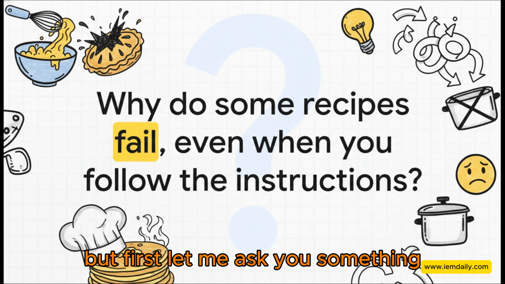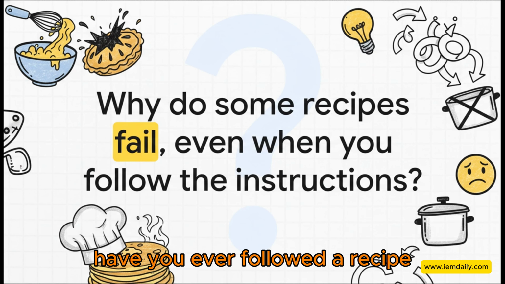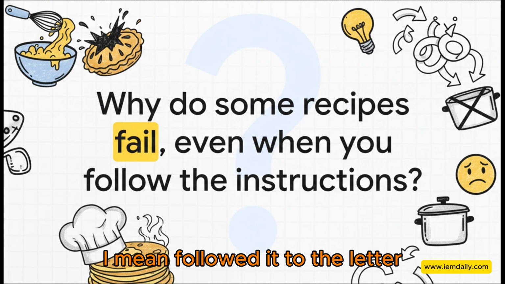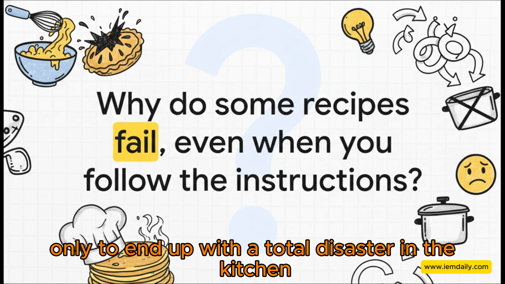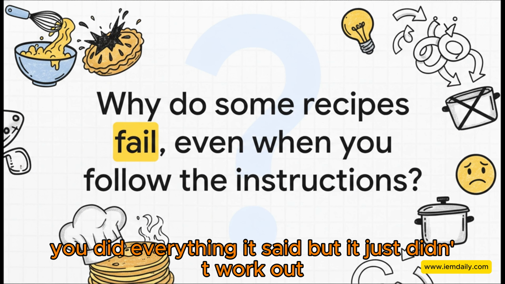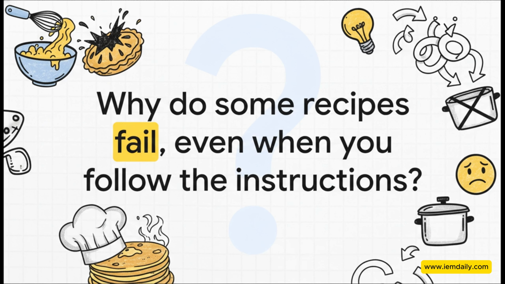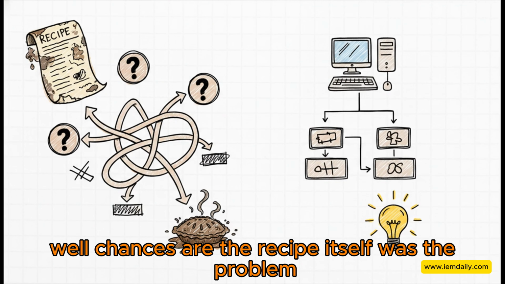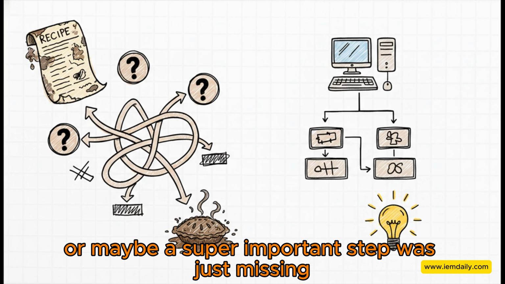But first, let me ask you something. Have you ever followed a recipe, followed it to the letter, only to end up with a total disaster in the kitchen? You did everything it said, but it just didn't work out. So why does that happen? Well, chances are the recipe itself was the problem. Maybe it was too vague, or maybe a super important step was just missing.